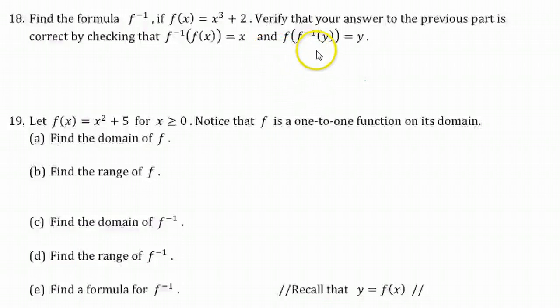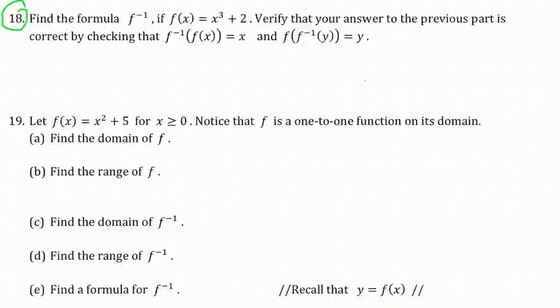The second one says if you start with the inverse function and you plug a y value in, you're going to get an x value out, and then the regular function, the original f, is going to take that x value back to the y value. Alright, I'm just going to find the formula, and I'll leave it to you to check that these two things work out.